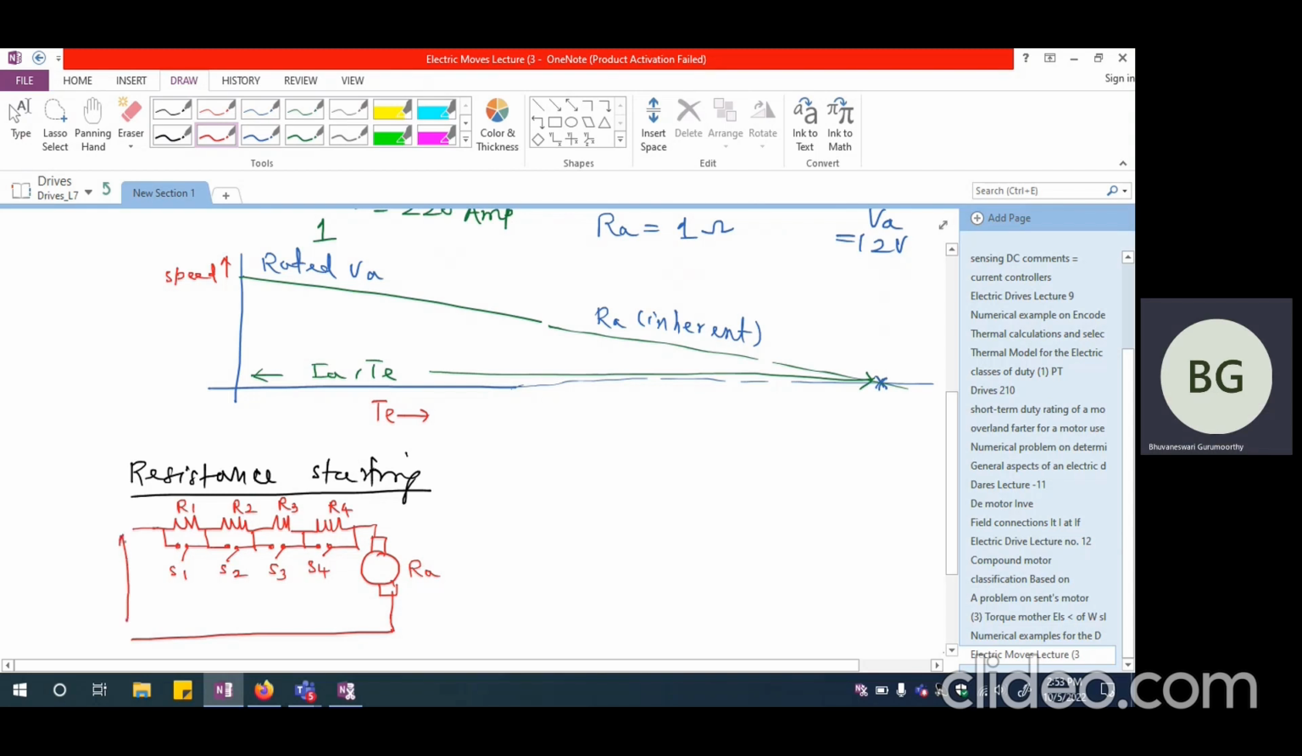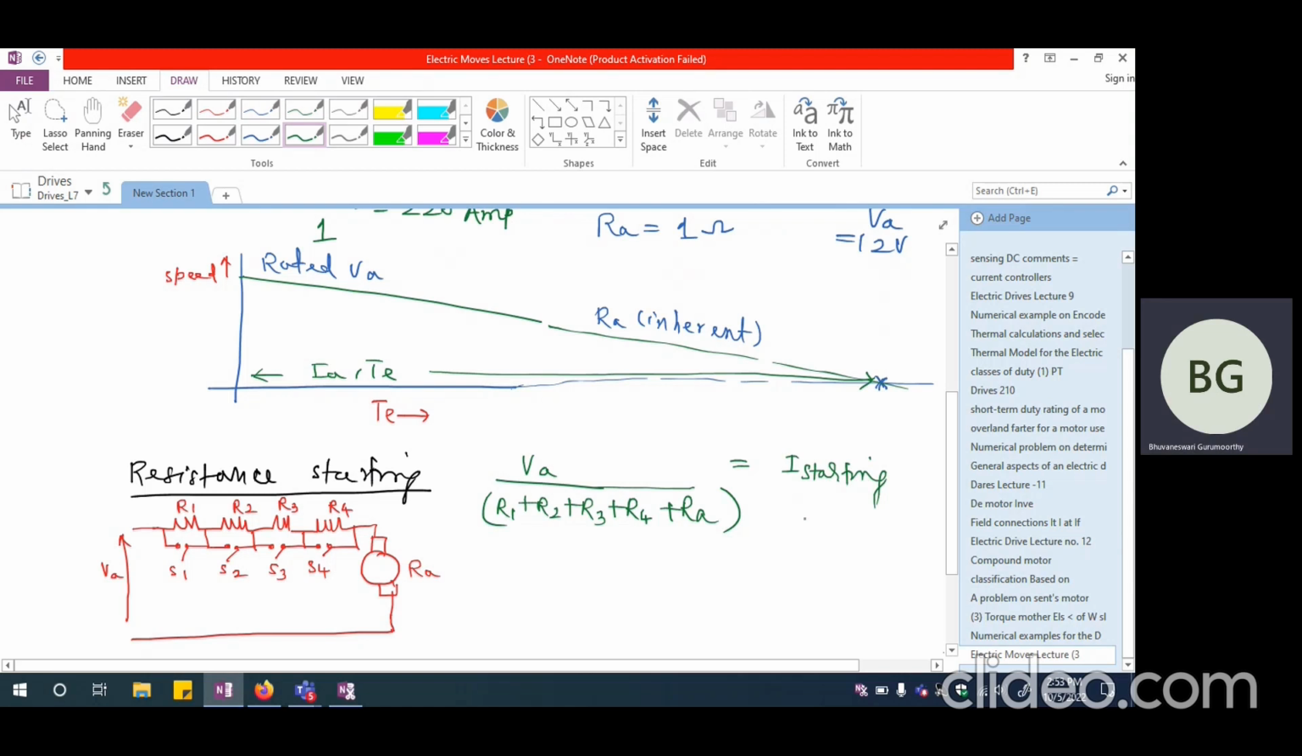If I apply VA as the initial voltage across the armature, I'm going to have VA divided by R1 plus R2 plus R3 plus R4 plus RA, all of them put together. That is going to be the starting current that the motor is drawing during starting.